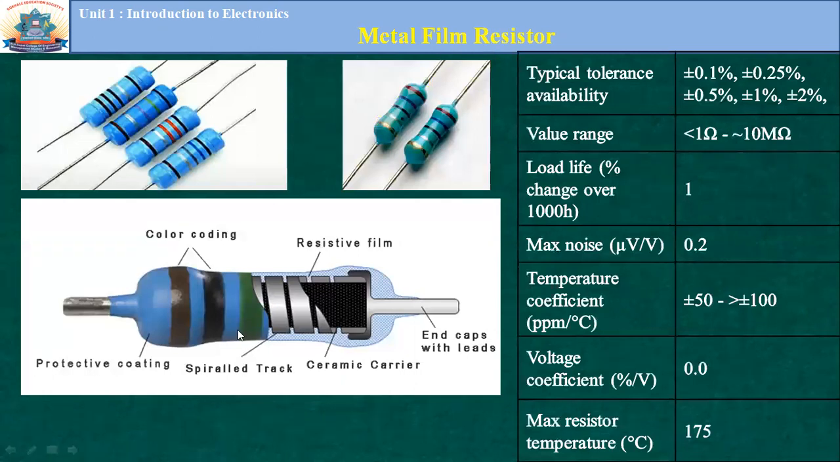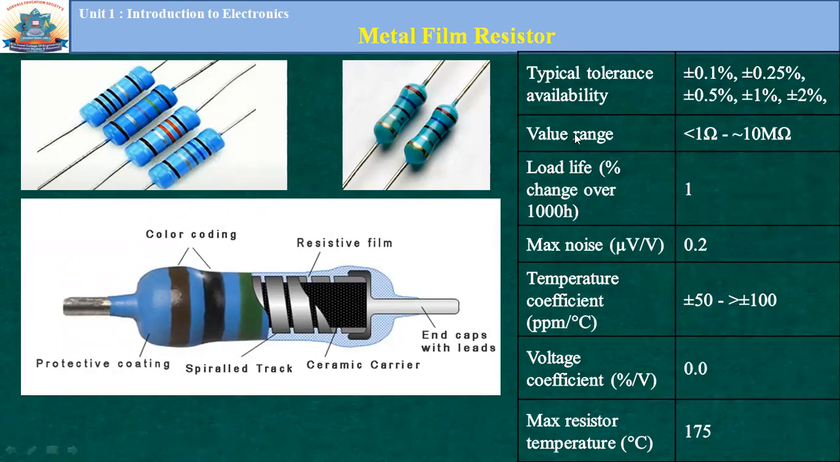Metal film resistor. This is also similar, but here there is a use of metal film. These two leads are connected to the metal film. That metal film is wrapped around a ceramic carrier, covered with an insulator, and then marked with a color code. These are typically bluish or light blue resistors, and we see there are a number of color codes, more than four lines.